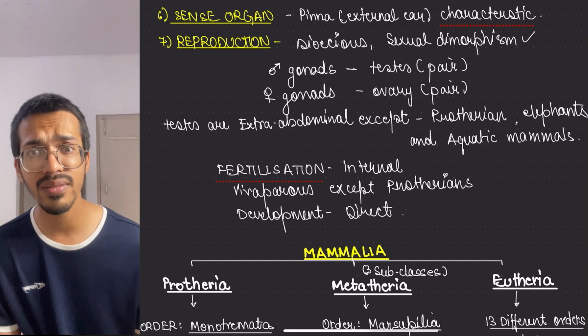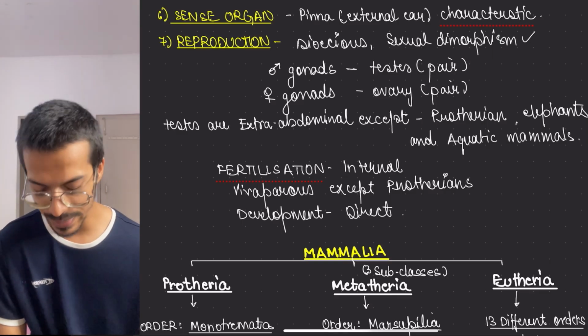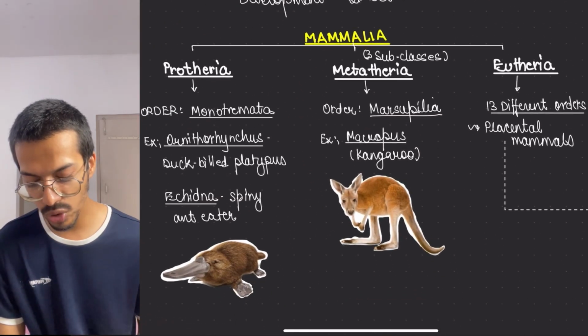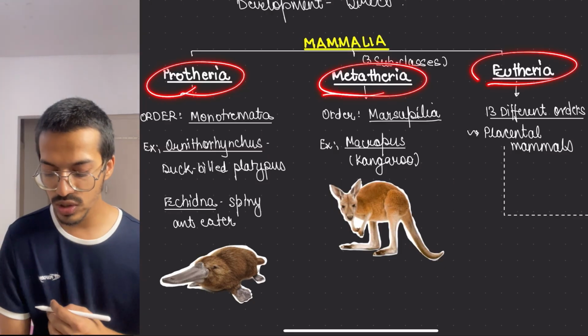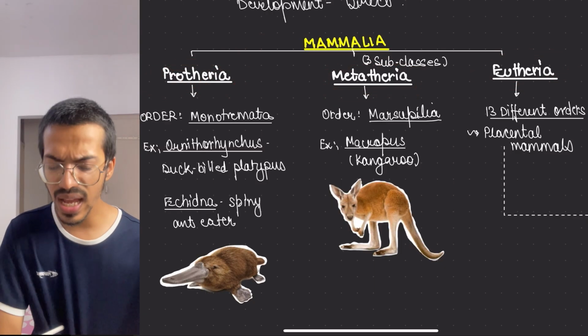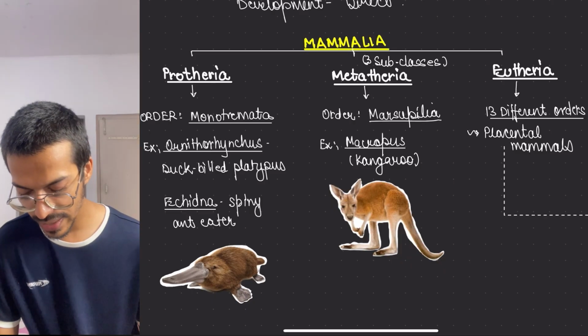And then you'll be like, okay, why are we even putting it up? Because they have certain characteristics more resembling these mammals, right? Then development is direct, no in between stage. Now they have what subclasses? Prototheria, metatheria, and eutheria. So prototheria is what? They are the primitive or the young mammals, and there is only one order called monotremata. Okay. Now their example is what?